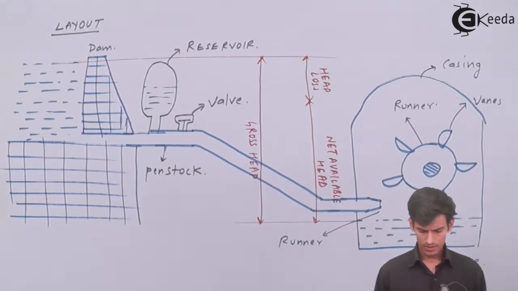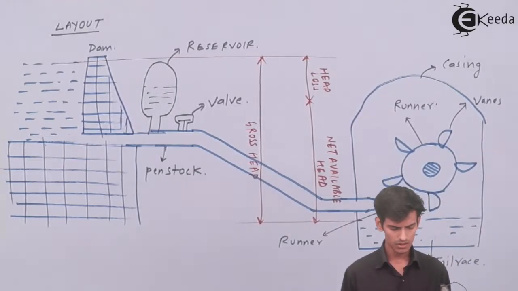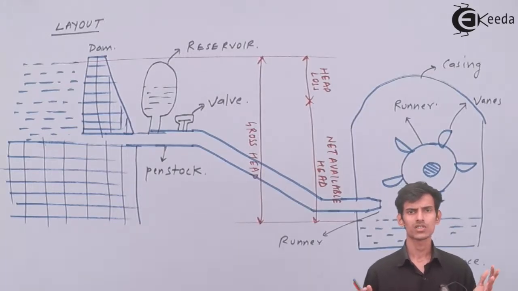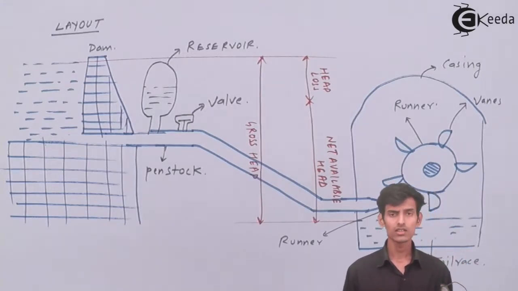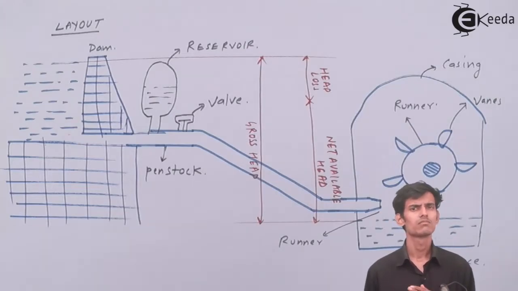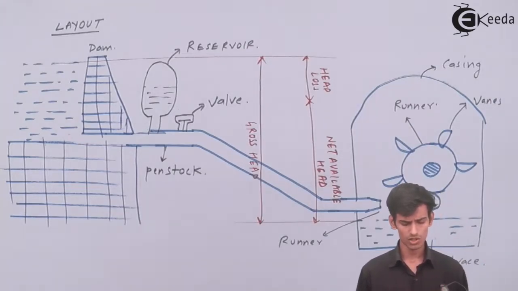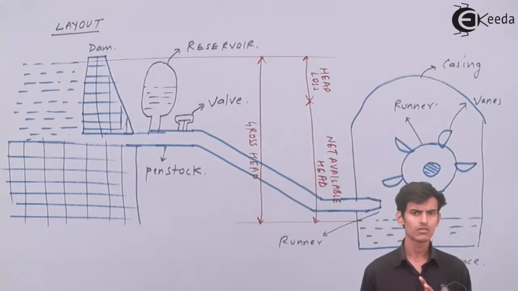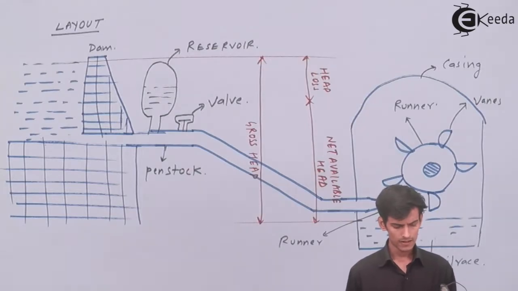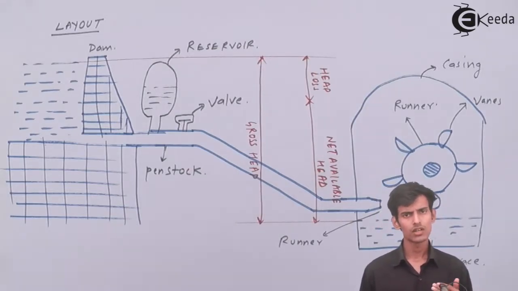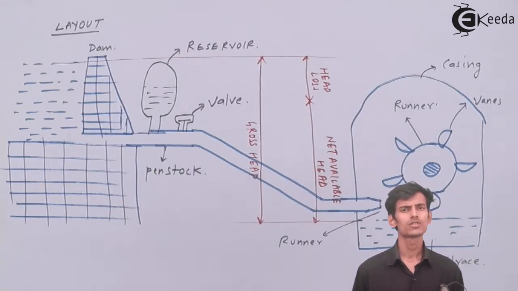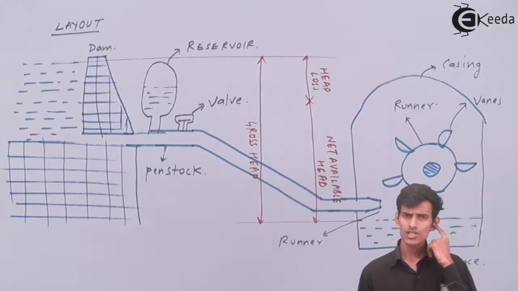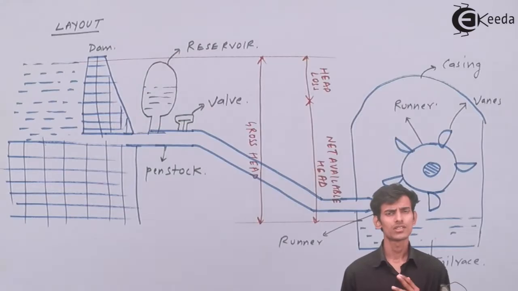Next, in the turbine part of the setup, there's a casing which contains everything inside: the runner and the vanes. Vanes are the bucket-like things on which the water comes and strikes. They help to rotate, and the runner is the wheel on which the buckets are mounted. The water comes through a nozzle and strikes the vanes with very high velocity. A nozzle is provided so that all the potential energy of the water is converted to kinetic energy. So that's the function of the nozzle.